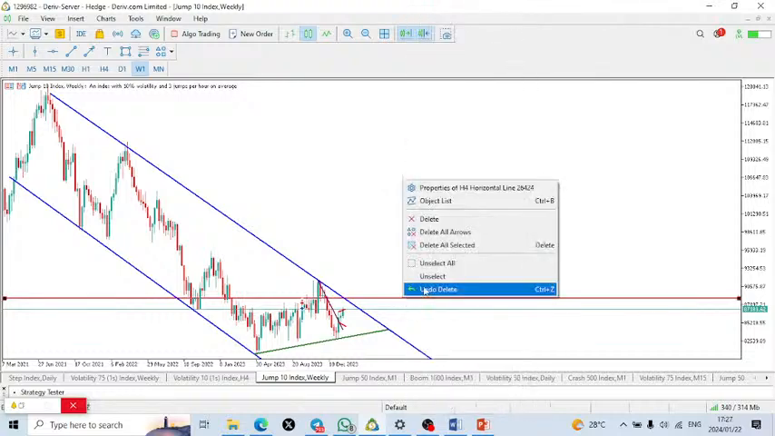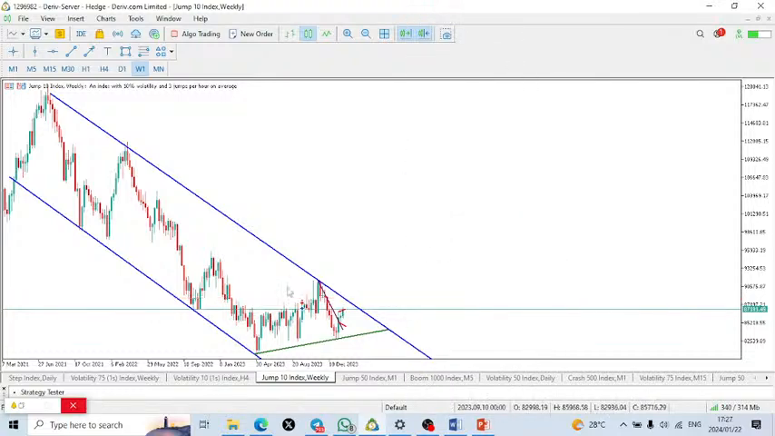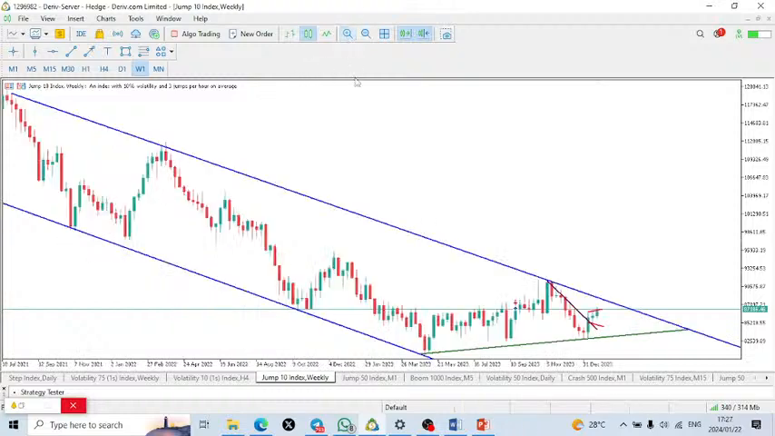So these trend lines help you to identify what is taking place in the market and what is likely going to take place in the direction in which the market is moving. What we can see is price is moving within this bearish channel, and then price came to this particular level here and then dropped.